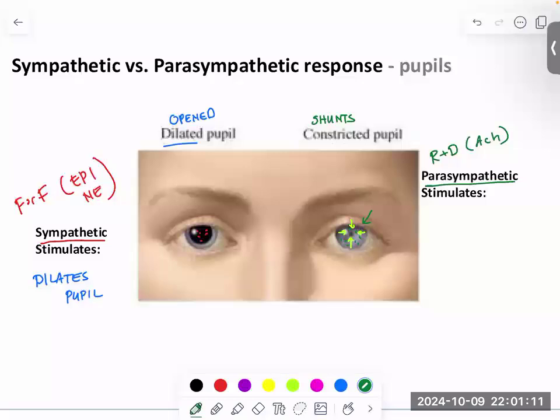Think about it. When you're going to sleep, do you want a lot of light going into your eye, even though your eyelids are closed? No. You want as little light going into your eyes as possible. Therefore, you're going to tell me it constricts the pupils. It makes them smaller so you can go into a rest and digest response.